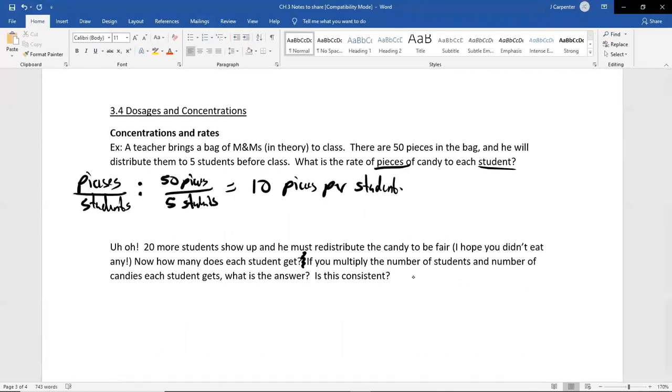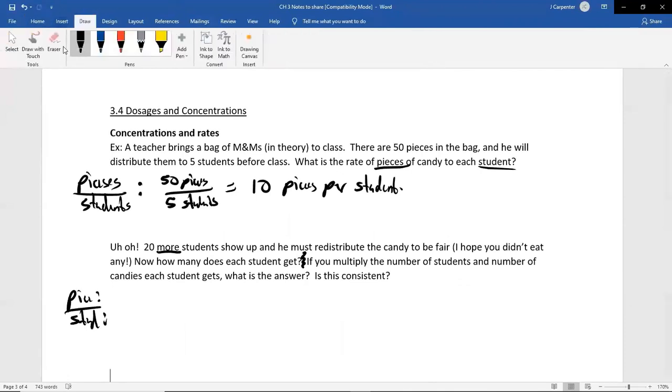So we got 20 more students, not 20 students total. So our ratio of pieces to students, why did I do double colons there? That was weird.